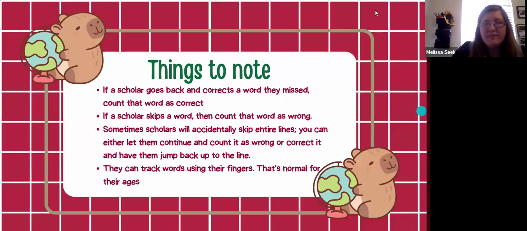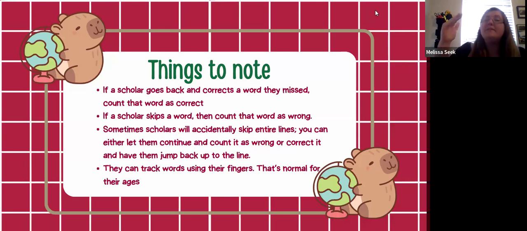A few things to note, as we said, if the scholar goes back and corrects a word they missed, count that as correct. That's a correct word. That shows that they recognized their error and they went back and fixed it. If the scholar skips a word, that counts as wrong.